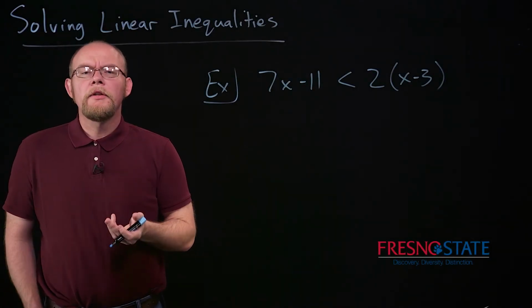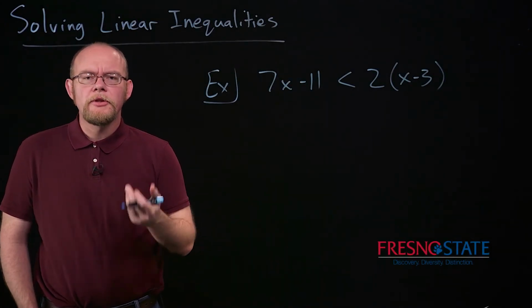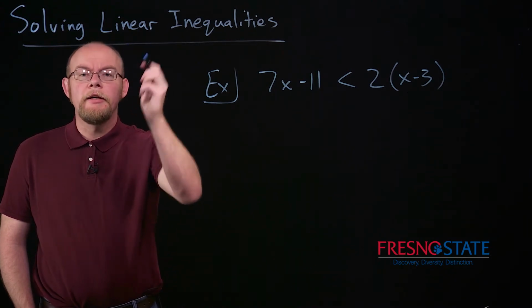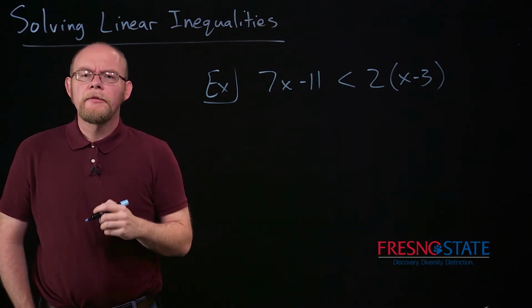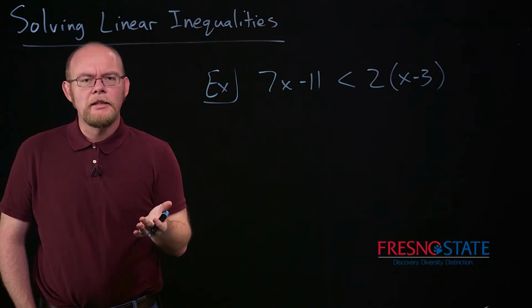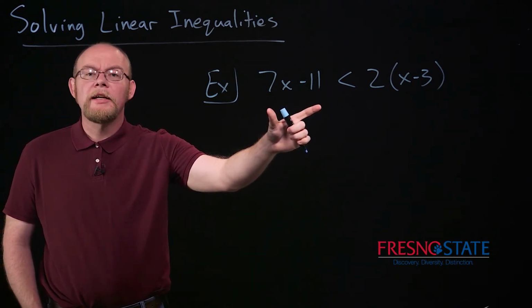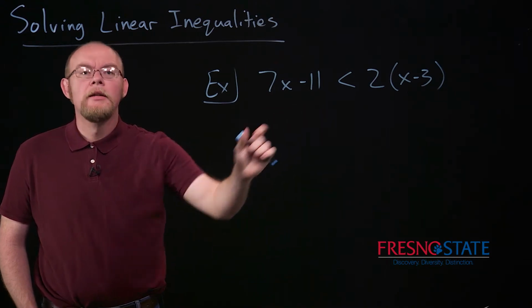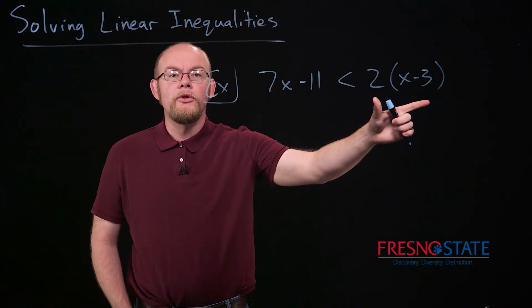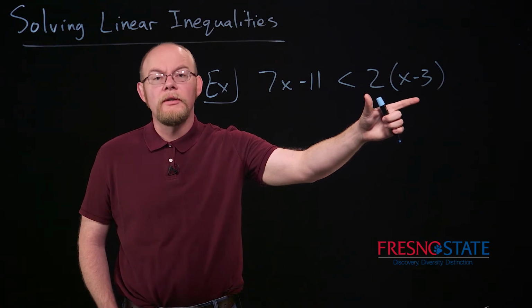All right, so let's do an example of solving the simplest form of inequality, that is a linear inequality. So linear is in reference to the idea that these are related to lines somehow. And in fact, if you look at this, if we were to set y equal to 7x minus 11, that would give us a line. Likewise, if we set y equal to 2 times x minus 3, this would also give us the graph of a line.